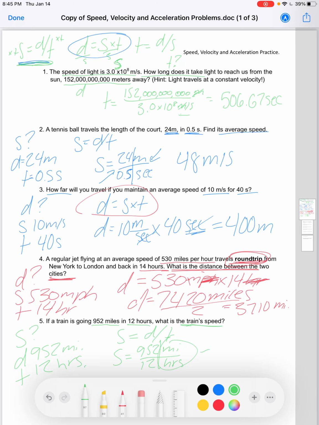This is what miles per hour looks like in fraction form instead of just writing mph. Okay, so 79.33 miles per hour. You guys be careful about rounding too much. We don't really ask in the questions to round. We also haven't talked about significant figures, so just stick to, I don't know, the second decimal place seems good.